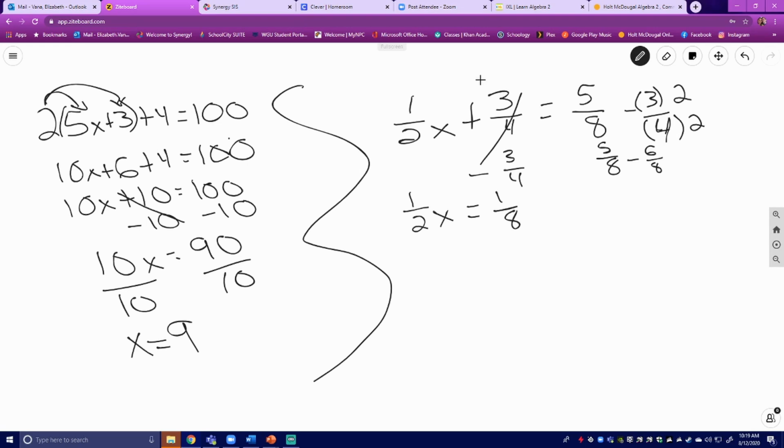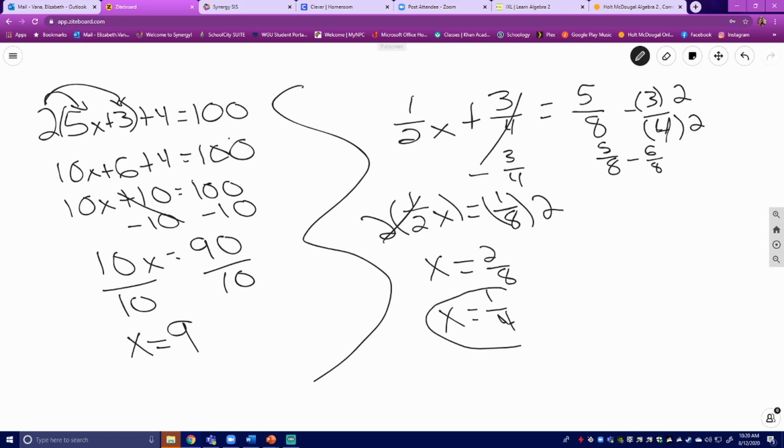Now, like we did before, in order to get rid of the fraction, we have to multiply by 2. The 2 and the 1/2 cancel out. We're left with x. 2 times negative 1 is negative 2. So negative 2/8, but we definitely want to simplify to negative 1/4. x equals negative 1/4.